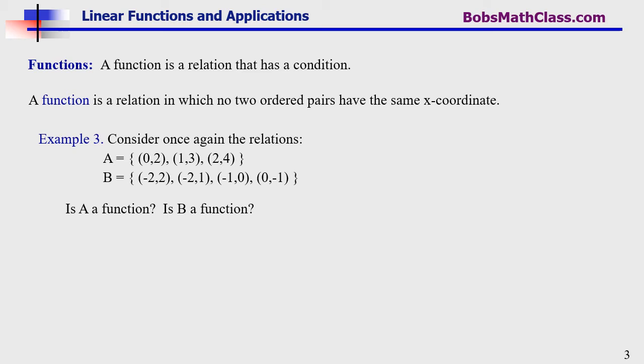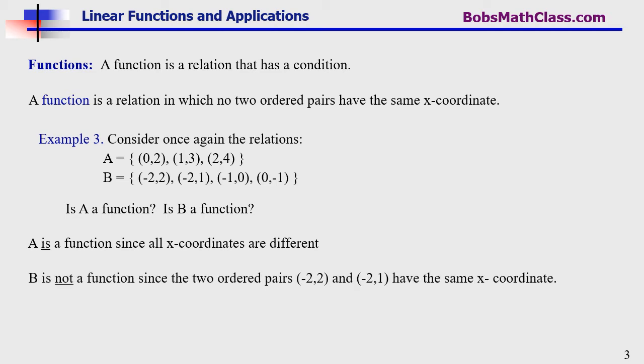How about B? Look at the x values. Do either of those coordinates have the same x coordinate? Yes, the first two coordinates, -2, 2 and -2, 1. Therefore, B is not a function. So A is a function since all x coordinates are different. B is not a function since the two ordered pairs, -2, 2 and -2, 1, have the same x coordinate.